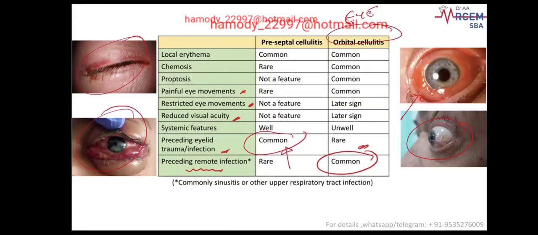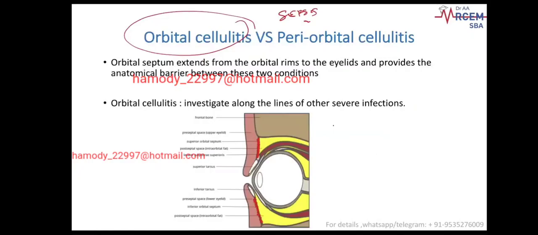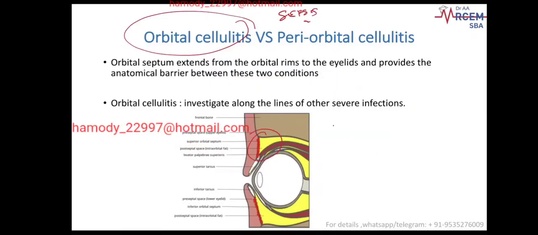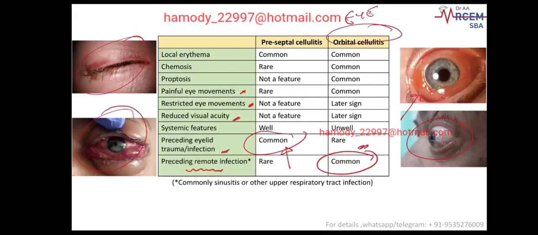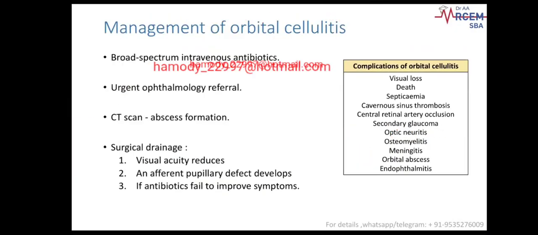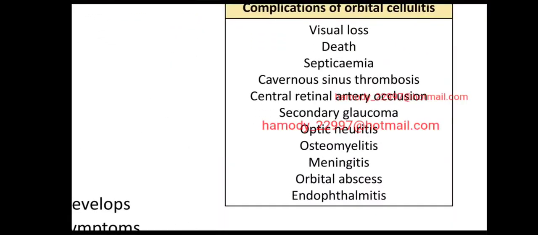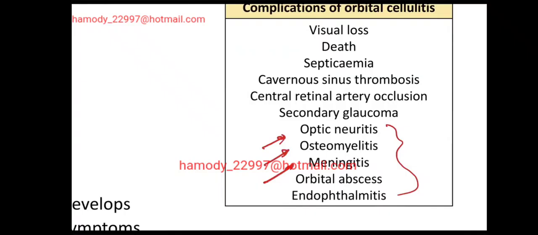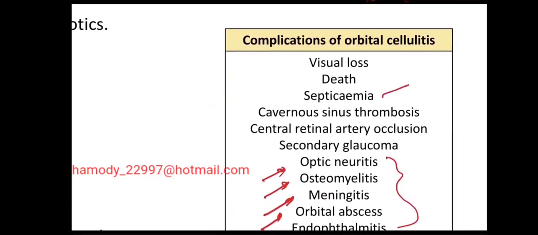Why is a preceding eyelid trauma or infection not commonly causing orbital cellulitis? Because of the presence of the structure we spoke about, the orbital septum, that prevents the spread of the infection. So the surrounding area was infected, present in the eyelid, but orbital cellulitis is unlikely because the orbital septum is present. It can cause complications: infection of the surrounding structures like the optic nerve, optic neuritis, osteomyelitis, meningitis, orbital abscess. It can cause severe infection resulting in sepsis.